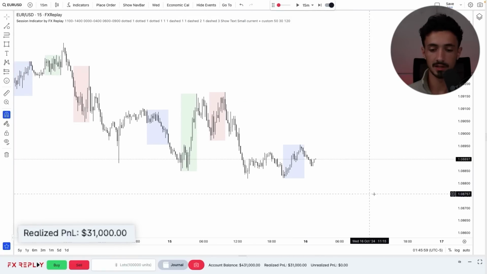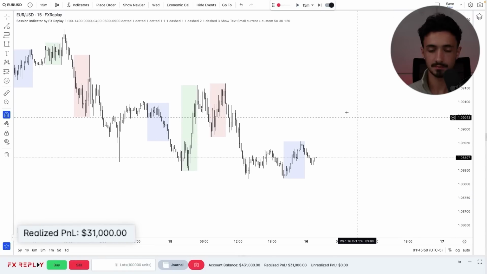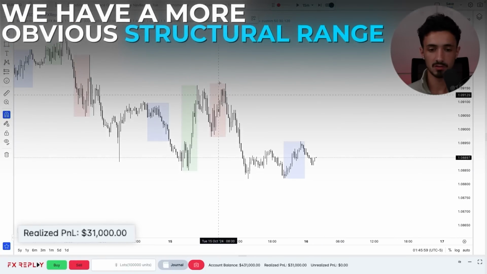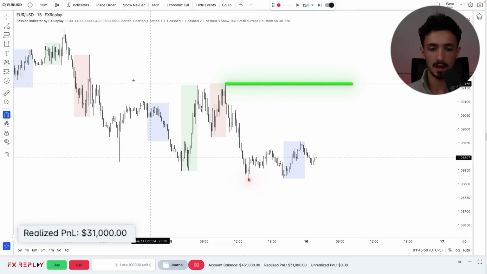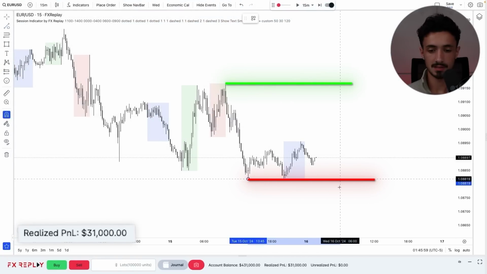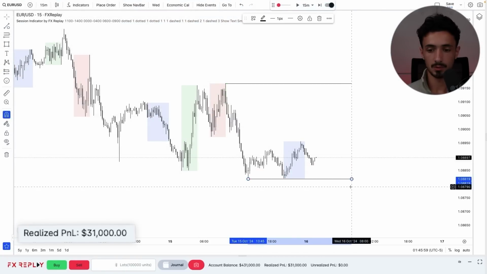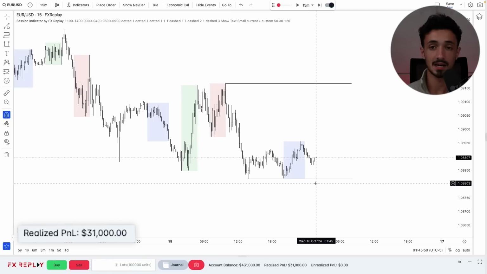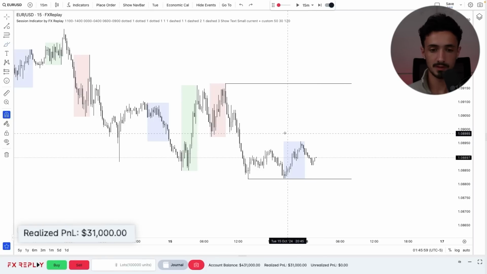So then we come into the London session the very next day. And again, what do we have? Now we have a more obvious structural range, right? We have a swing high and we have a swing low. It's that simple. And in fact, because on Wednesdays I take live sessions with my team, well, very simple. We're bearish.